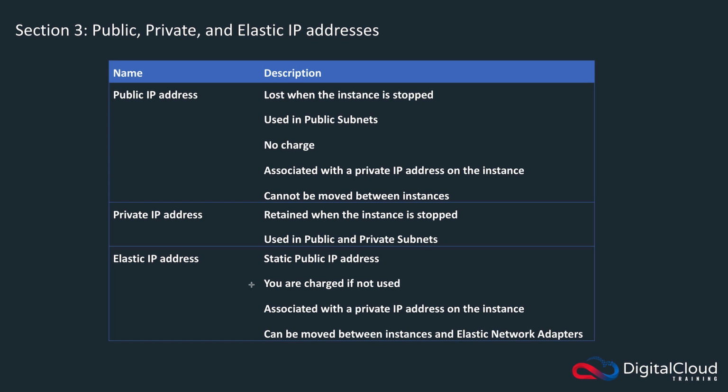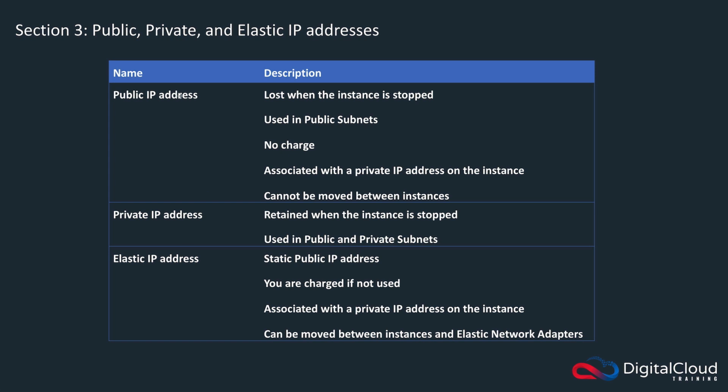With an elastic IP address, you are charged if the IP address is not used. So for instance, you might have allocated an elastic IP address to your account, but you haven't associated it with an instance or an elastic network adapter. Alternatively, it might be attached to an instance, but the instance isn't running. So in those cases, you actually have to pay a small charge, which is really AWS trying to incentivize you to use these addresses because IPv4 addresses are in shortage on the internet.